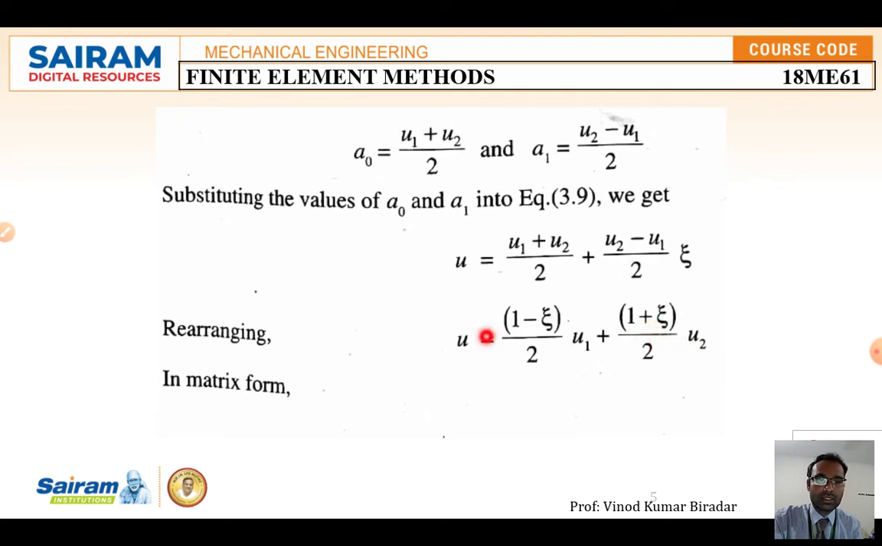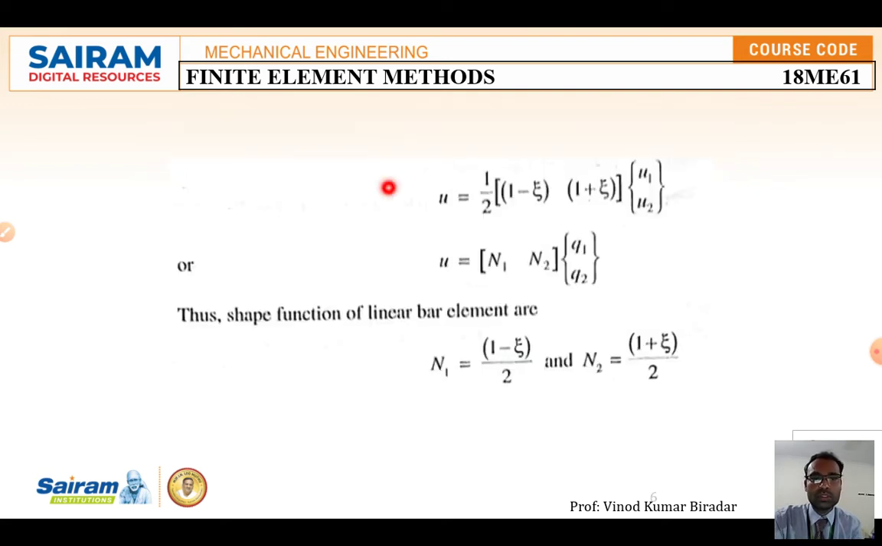Okay, so again this you can write in matrix form. So that is u is equal to half of [1 minus zeta, 1 plus zeta] into the displacement values at node number 1 and 2. Okay, so let us assume N1 is equal to 1 minus zeta by 2 and N2 is equal to 1 plus zeta by 2. Okay, so this N1 and N2 are called the shape functions, where N1 is equal to 1 minus zeta by 2, N2 is equal to 1 plus zeta by 2.